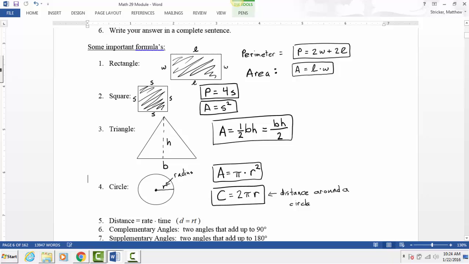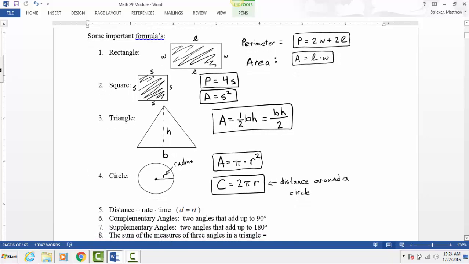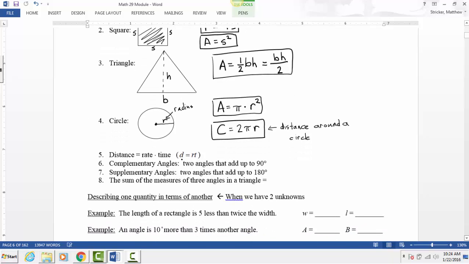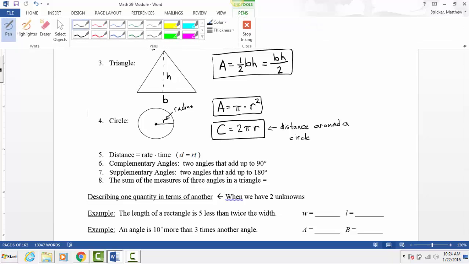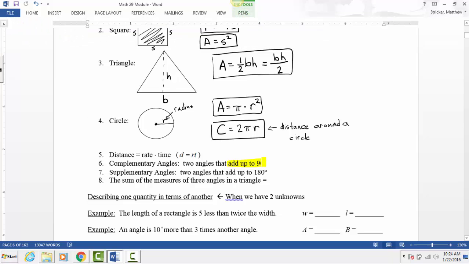Okay, so that's kind of for some different geometry shapes. We also have the formula distance equals rate times time. With angles, we can talk about complementary angles. Those are angles that add up to 90 degrees. And we can also talk about supplementary angles. Those are angles that add up to 180 degrees.